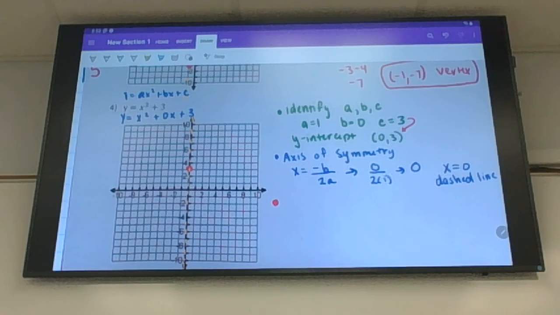What's our next move? Oh, wait, no, we gotta determine the vertex. So you plug in whatever result you just got to find your vertex. There's only one place to plug it in, so that's 0 squared plus 3, y equals 3. So our vertex is (0, 3).